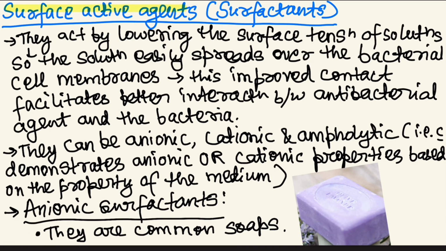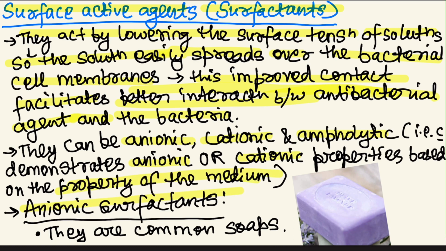Next we have surface active agents, that is surfactants. They act by lowering the surface tension of the solution. As a result, the solution easily spreads over the bacterial cell membranes. This improved contact facilitates better interaction between the antibacterial agent and the bacteria, and this is how the surfactant helps in the antiseptic property. The surfactants can be anionic, cationic, or ampholytic, that is, it can act as both anionic and cationic based on the property of the medium in which it is present.